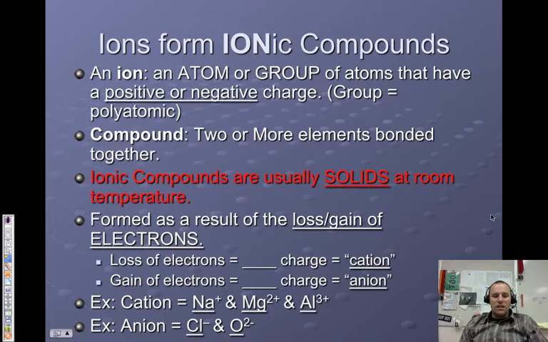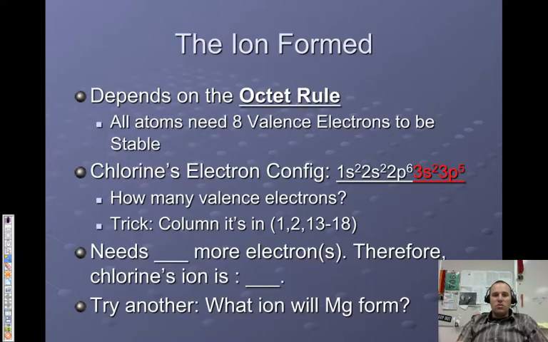Cations are anything that's positive: Na+, Mg2+, Al3+. Anions are negative: Cl- and O2-. How do you know what that charge is going to be? This involves going back. This stuff just doesn't go away. Isn't it frustrating? Going back and remembering the octet rule, how to write electron configurations, and all that good stuff that you just took a test on. Remember, the octet rule says that everybody on the periodic table wants 8 valence electrons. Like who? Who has 8 valence electrons?